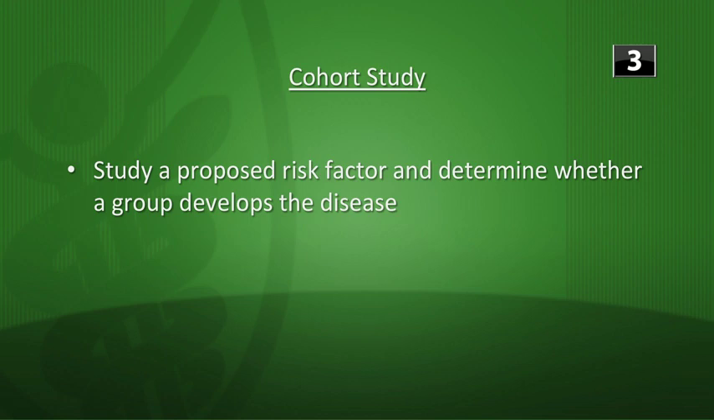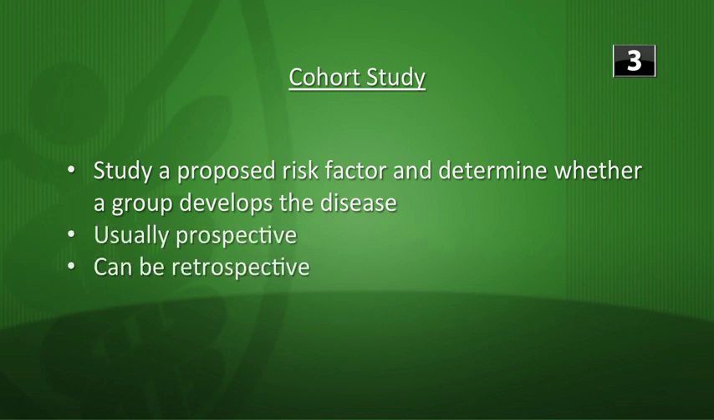Next one. So next we have a cohort study, and this is where instead of starting with those with the disease and working backwards, you generally start with the proposed risk factor, and then you see whether or not they develop the disease. So you look at a group of smokers, and then you see how many of them develop squamous cell esophageal cancer, and then you follow a group of non-smokers and see how many of them develop cancer. So cohort studies are usually prospective, but they can be retrospective as well. And this is going to let you calculate the relative risk in this one. If you smoke, what is the risk of developing esophageal cancer compared to if you never smoked?